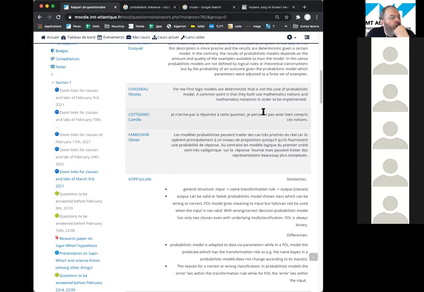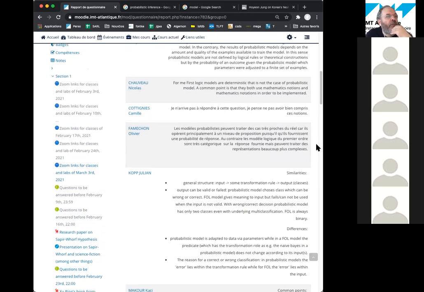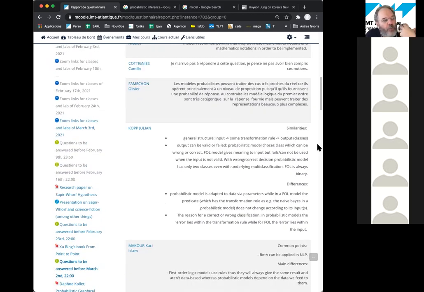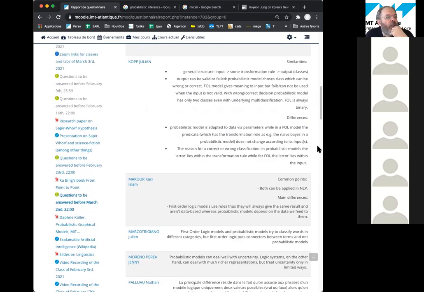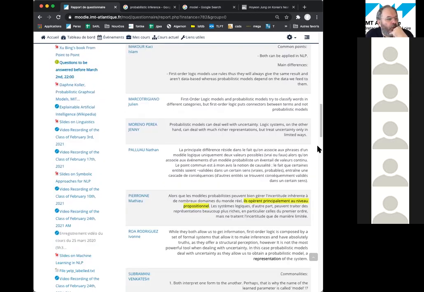Okay, so please do not confuse probability theory in general and probabilistic models, which are a specific case of distributions which we choose to model a situation.